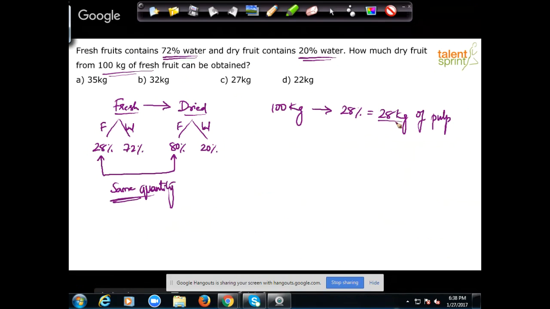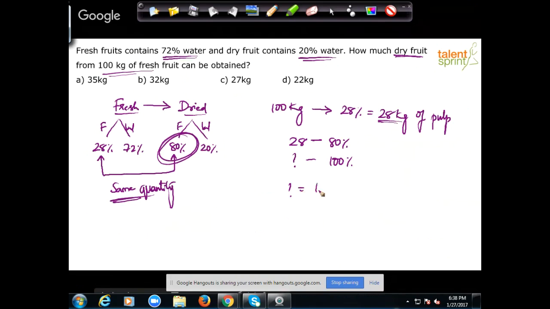So can you say this 28 kg is equal to 80% of the fruit? Yes or no? Because when the fruit is dried, the pulp concentration is 80%. So 28 is equivalent to 80%. What are we looking at? How much of dried fruit can be obtained? See, 80% of dried fruit is 28 kgs. 100% of dried fruit is equal to what is the question? Done. You got the answer. You're able to follow. 80% of that dried fruit is 28 kgs. What is 100% of that dried fruit? Cross multiply. These values will be proportional, right? So just cross multiply and you get the answer.